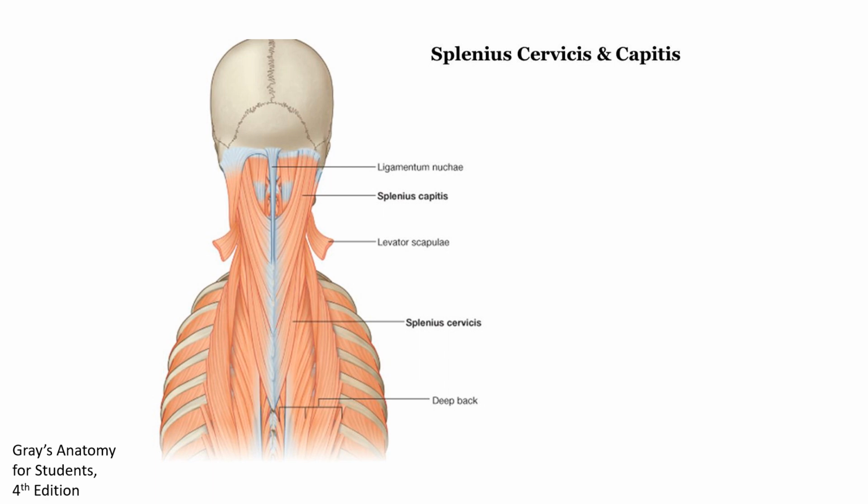This is a posterior view, and the trapezius has been removed. Attaching from the superior nuchal line of the occipital bone is the splenius capitis muscle, visualized here, and then the splenius cervicis muscle is visualized inferior to that. Okay, so splenius capitis and splenius cervicis.